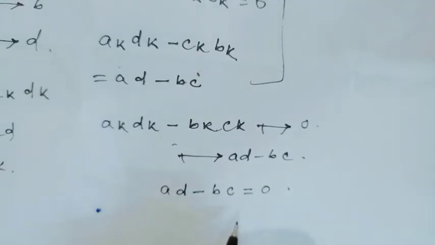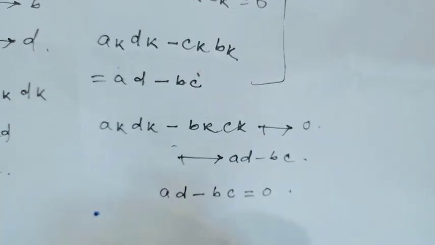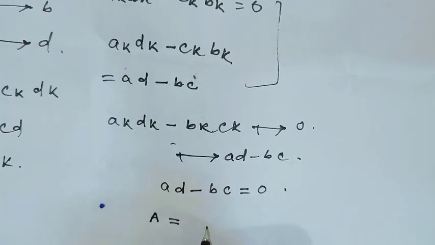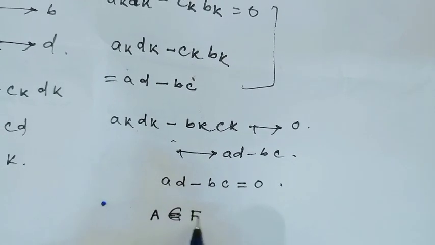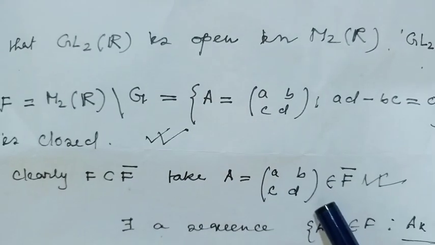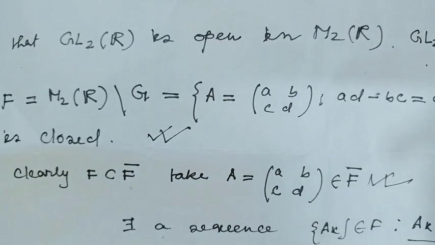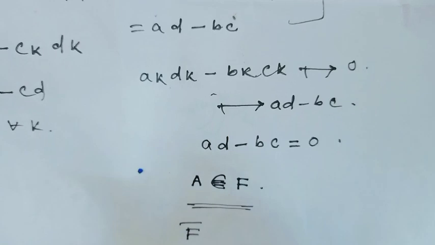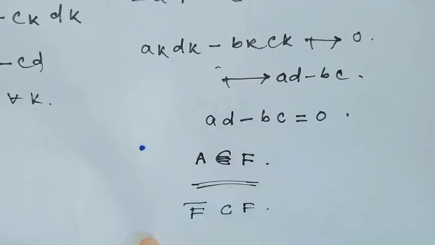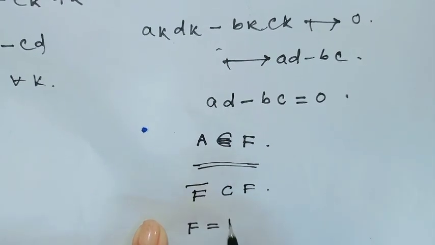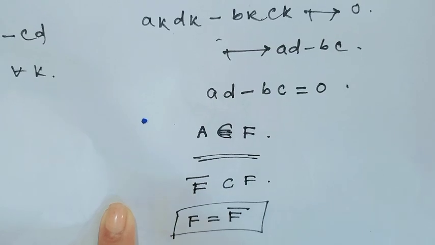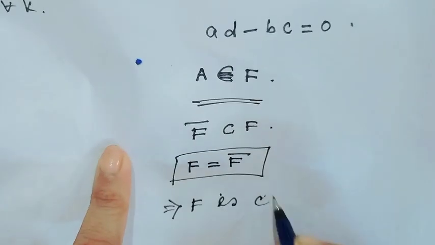Okay? And since I have got AD minus BC equal to 0, that means A, which is the matrix ABCD, actually belongs to F. Therefore, I have taken A belongs to F closure and I have got A belongs to F. Therefore, F closure contains F. And F always contains F closure, therefore F equals F closure. So, since F equals F closure, that implies the set F is closed.